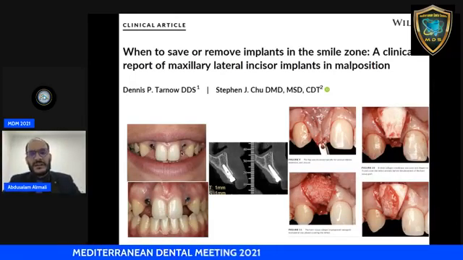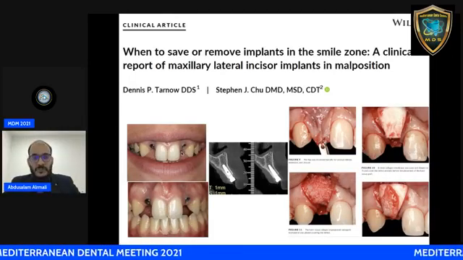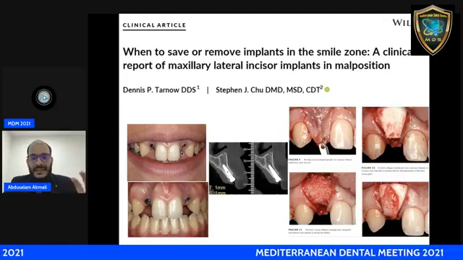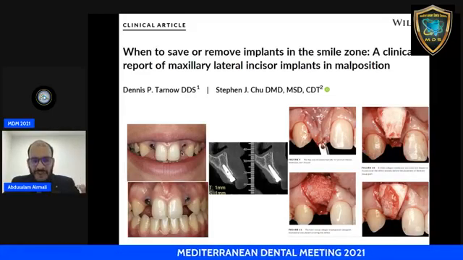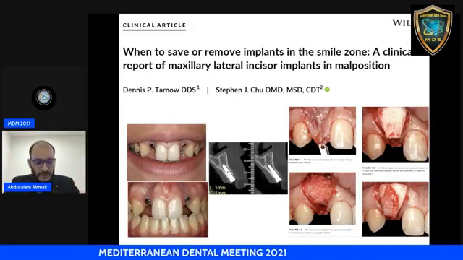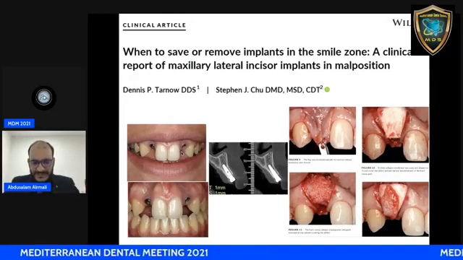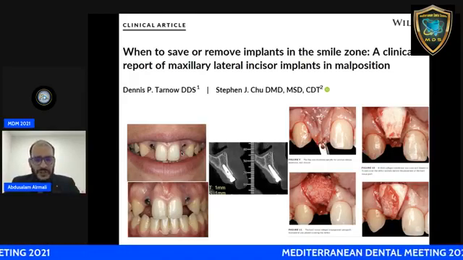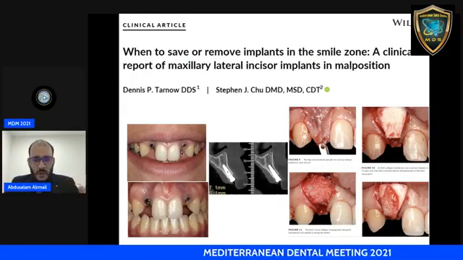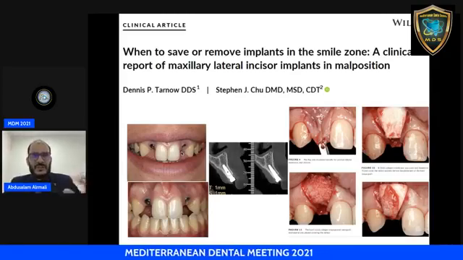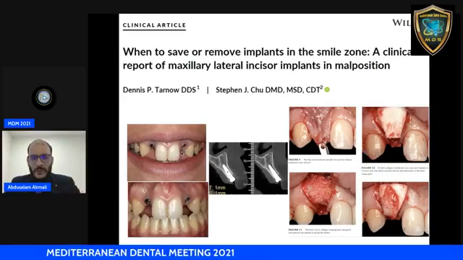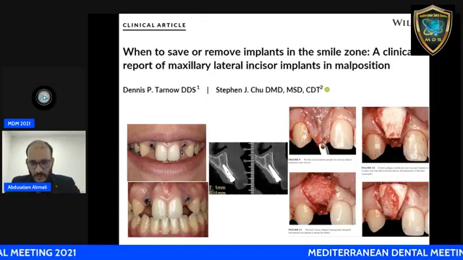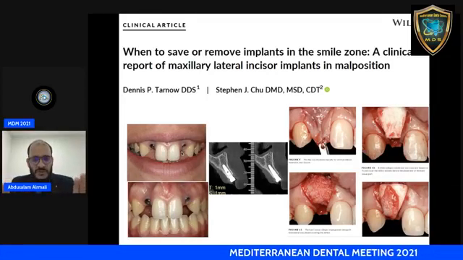So this is one of the articles reported by Dr. Tony and his colleague Stephen Chu, restoring and treating the aesthetic failed implants around both lateral incisors, bilateral lateral incisors, by a triple technique, adding the bone graft, the membrane, and the connective tissue. This is not the only, actually, but this is one of the studies using the bone graft to treat such a case. We're going to treat those complications with only soft tissue.